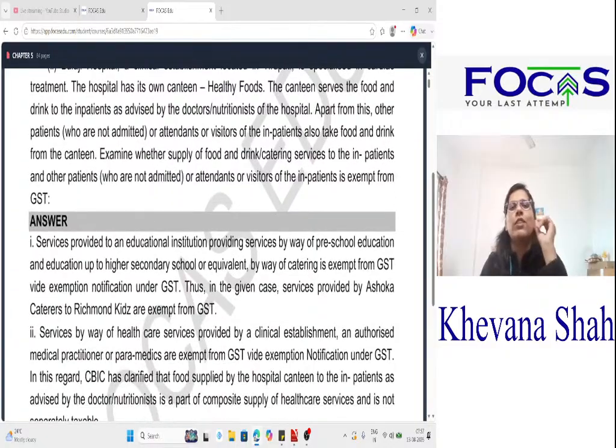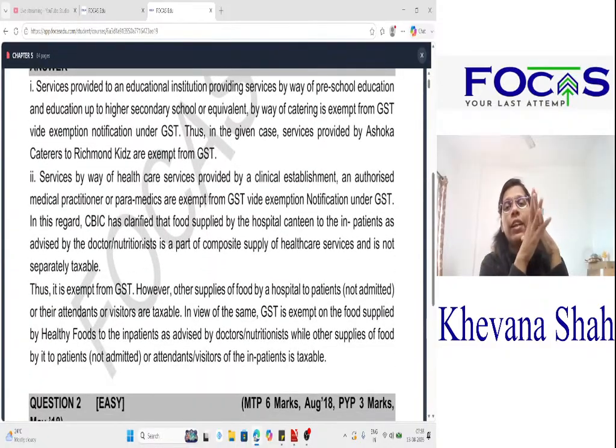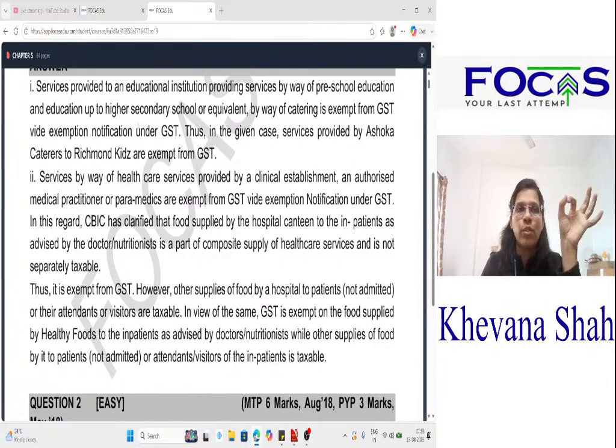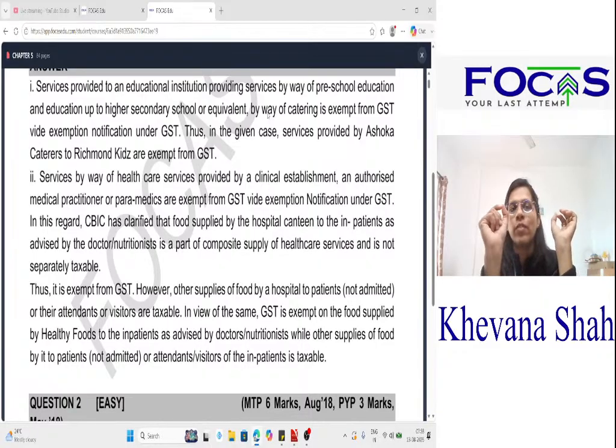Okay, so let's go through the answer. Services provided to an educational institution providing services by way of preschool education and education up to higher secondary school or equivalent, that is up to class 12, by way of catering, are exempt from GST via exemption notification under GST. So in this case, the services provided by Ashoka Caterers to Richmond Kids are exempt from GST.